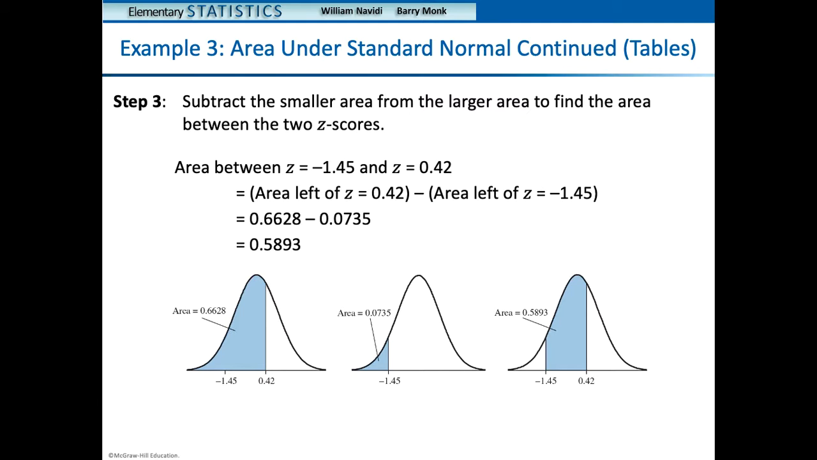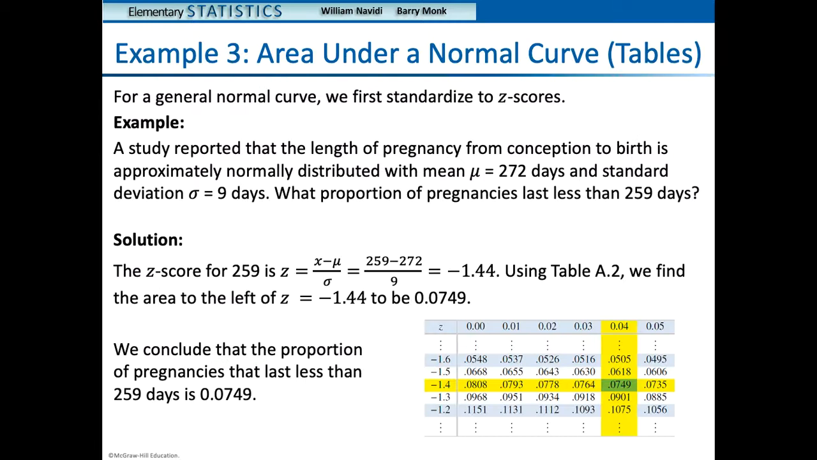0.6628 is the area to the left of 0.42. 0.0735 is the area to the left of negative 1.45. When I subtract, I'm left with 0.5893. That is the area in between the two z-scores.